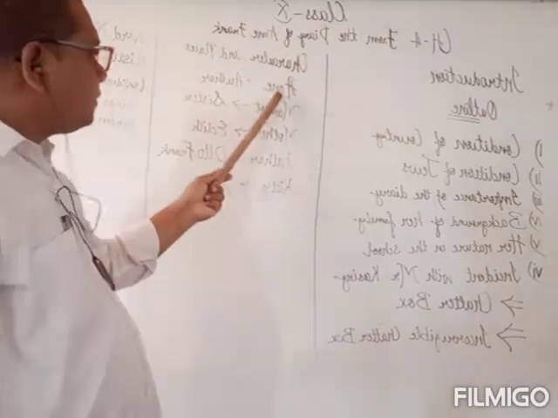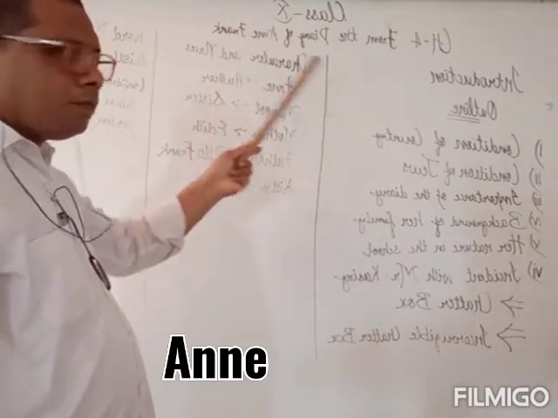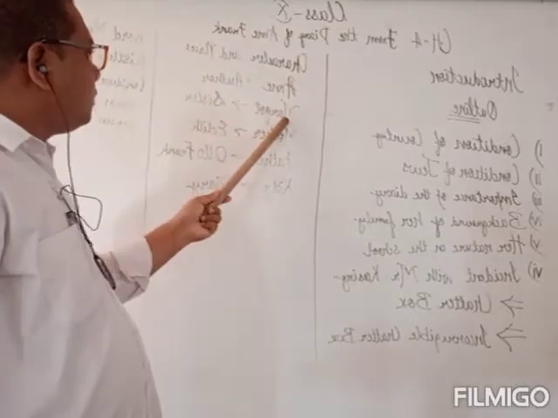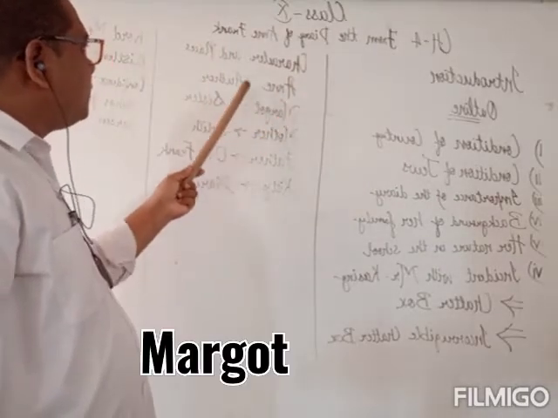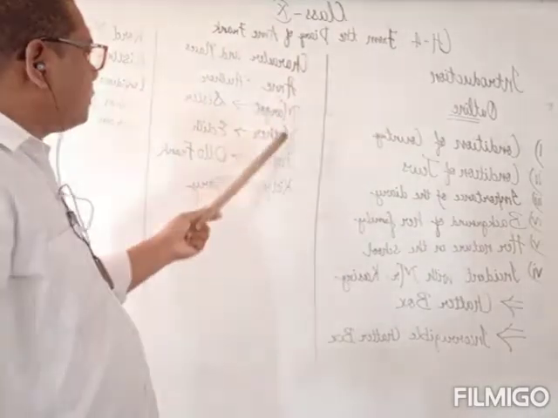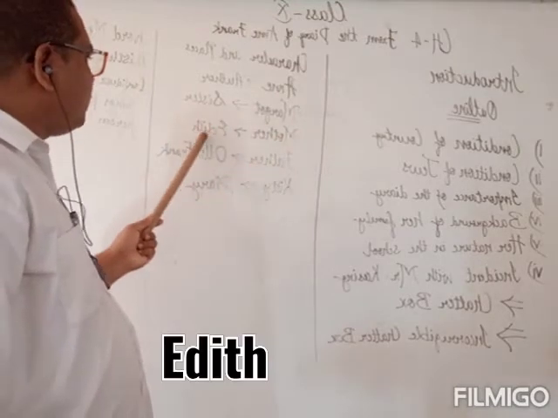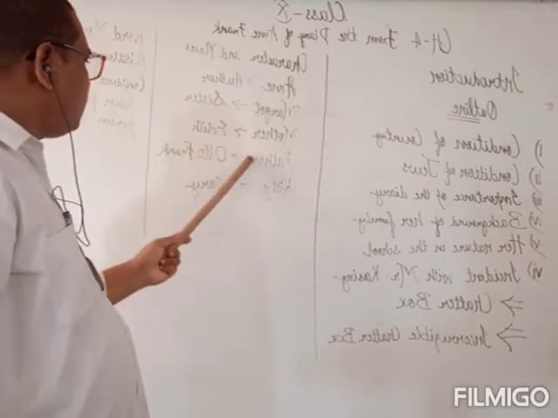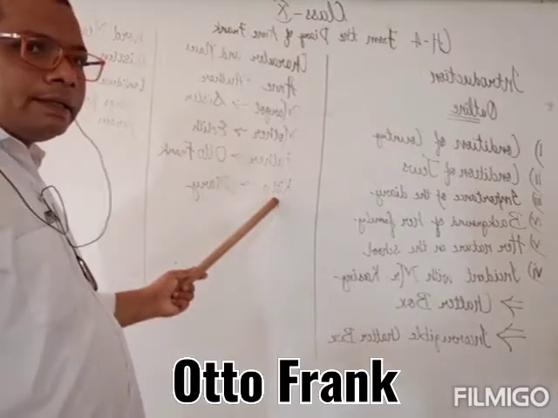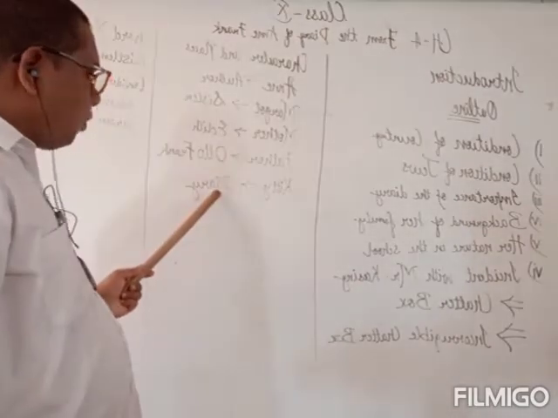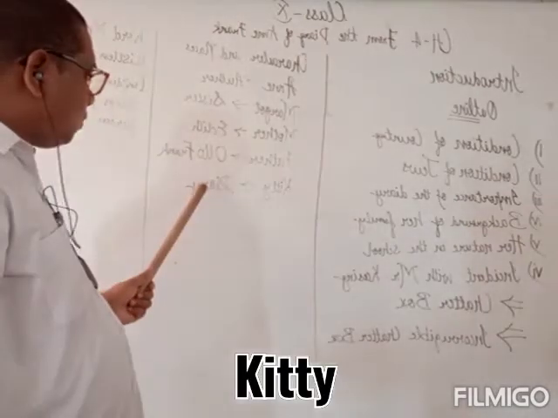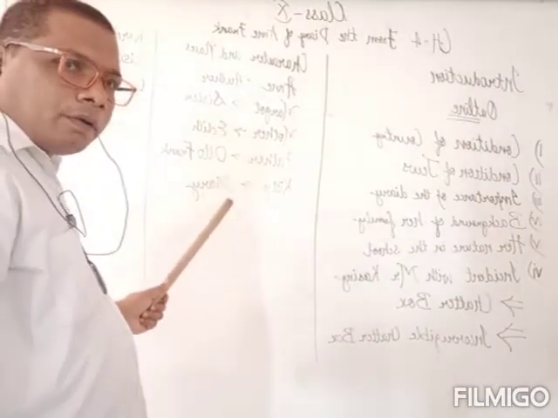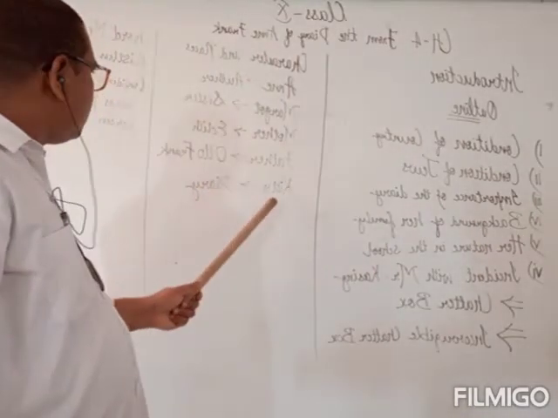First character is Anne, the author of this whole lesson, and Margot is the sister of Anne. Then mother Edith, then father Otto Frank, and Kitty, the name of the diary. So she has given a name to her diary, and that name is Kitty.